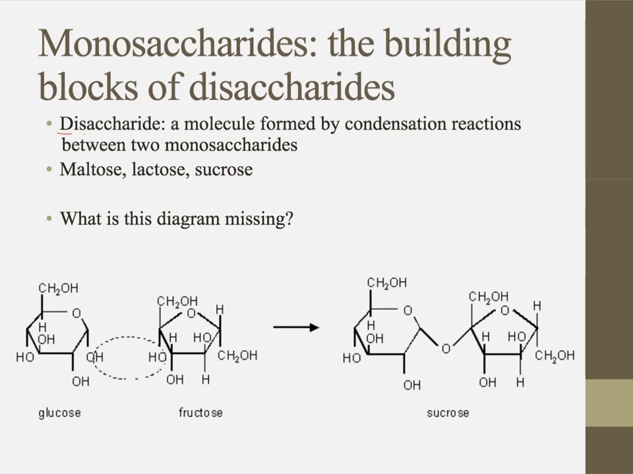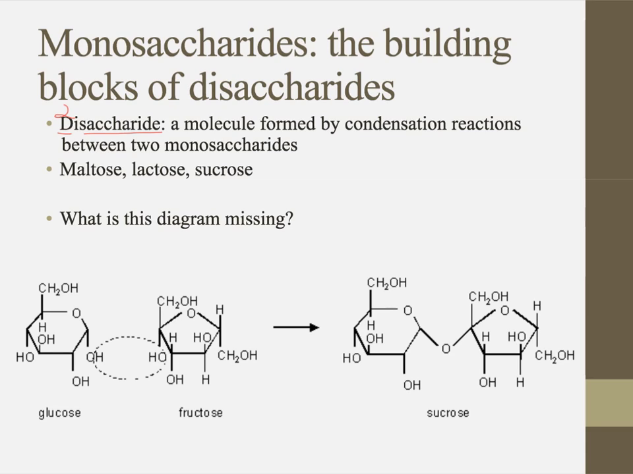Disaccharides, on the other hand, are a little bit different. Again, saccharide meaning sugar, di meaning two. So these are molecules that are formed between two monosaccharides. So remember, condensation reactions are the reactions that we use to connect monosaccharides together. Some examples of disaccharides include maltose, lactose, and sucrose. We'll talk more about those later.